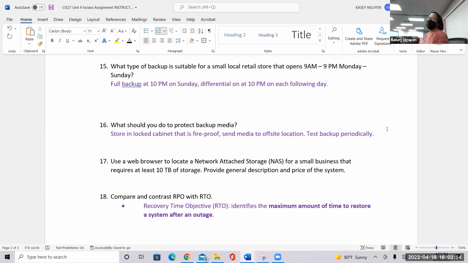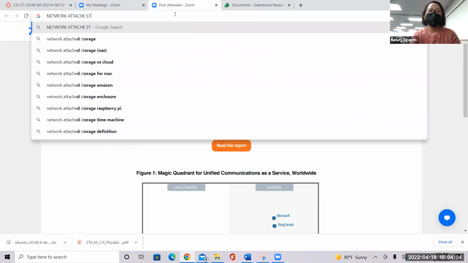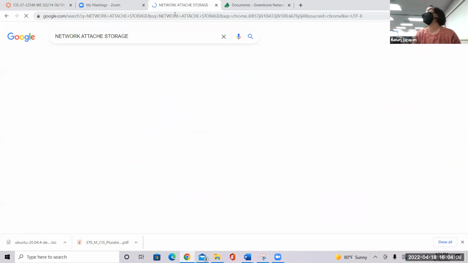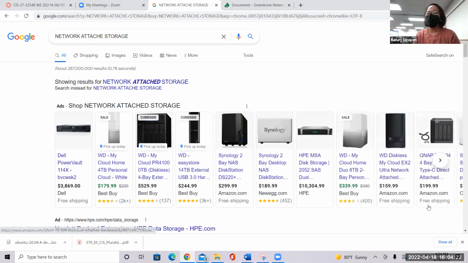All right, let's do number 17 together. So let's open up your browser. You can just search for network attached storage, because if you put in NAS, right, it will take you to a page of the celebrity NAS. Okay, so we need to find one that's 10 terabyte or more. Well, you have options with all of these companies, right? Look, this one is 8 terabyte. That's not quite what we need.